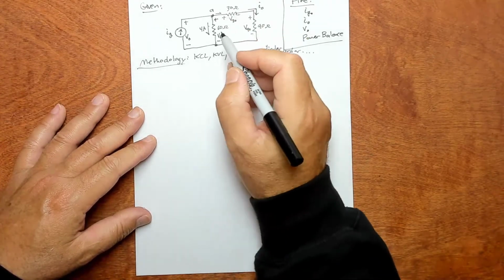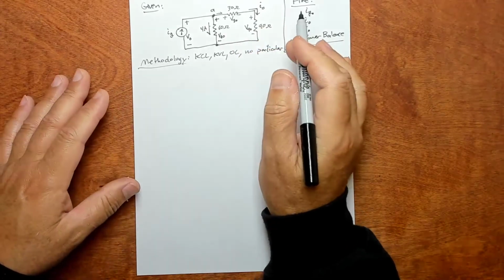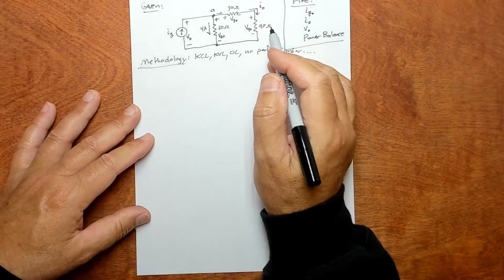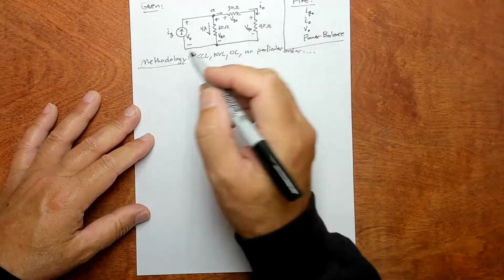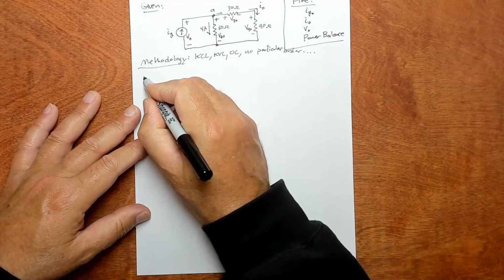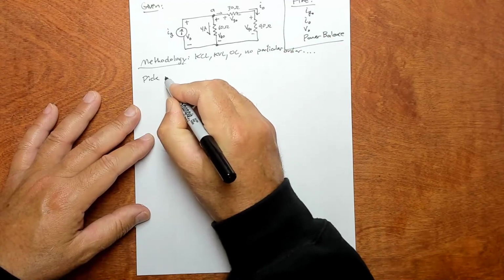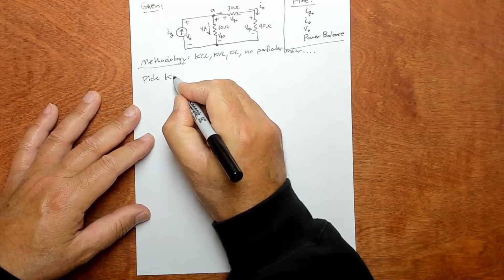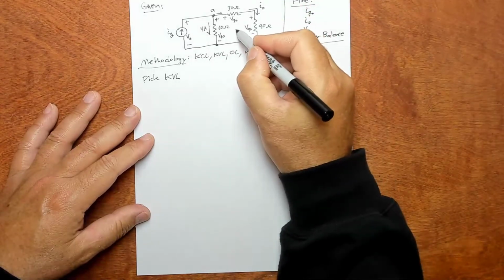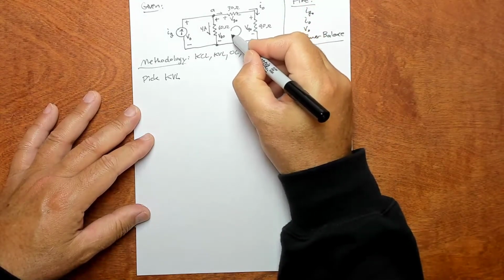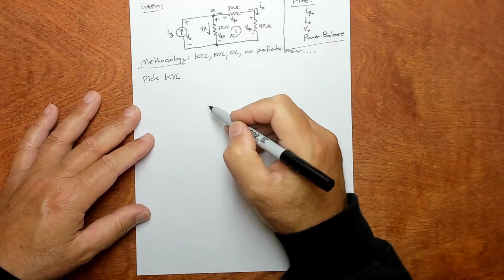So you just pick one of these guys and see what you get. Now, there is an optimal way to do it, but you don't necessarily know what that is. So let's just choose one. So let's just pick KVL, one of these KVLs. Let's choose one. Let's go around this way and call this loop 1.